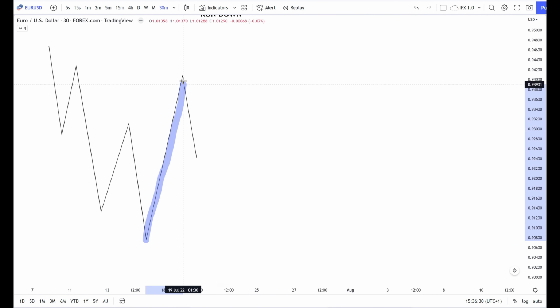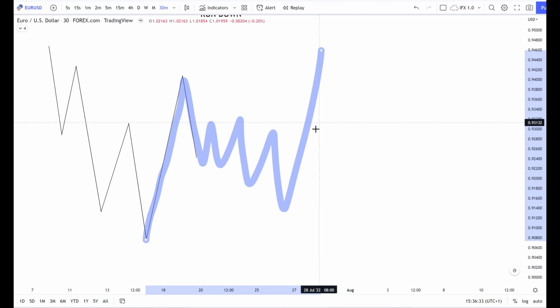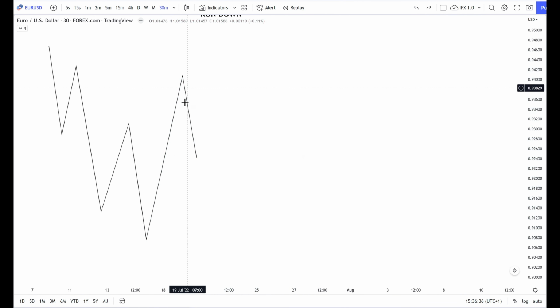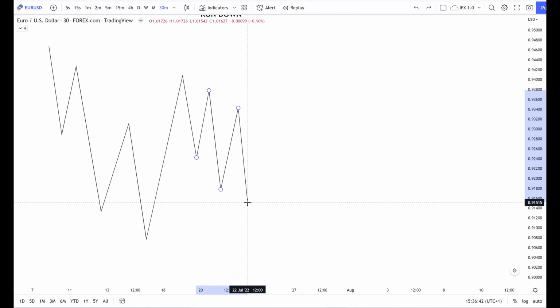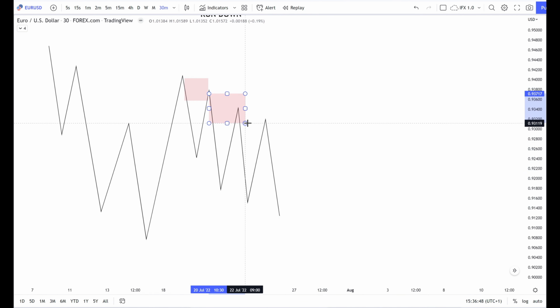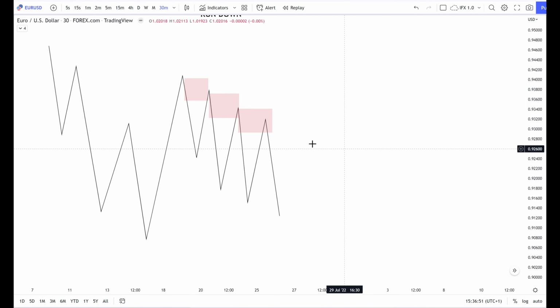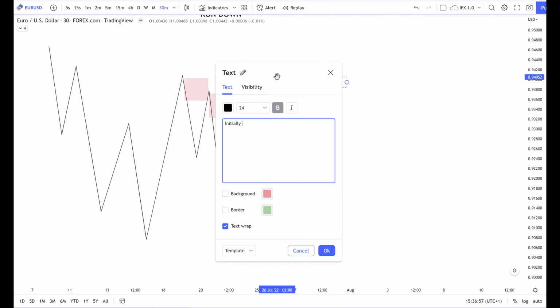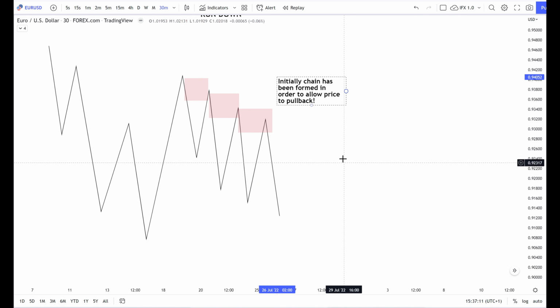in the simplest form, we have an impulse, we're expecting a correction, and then an impulse. That's what we're expecting. So in order for this to now pull back, what we essentially need to start seeing is some sort of a chain starting to form. Initially, the chain has been formed in order to allow price to pull back. That is initially what the chain started to form for.